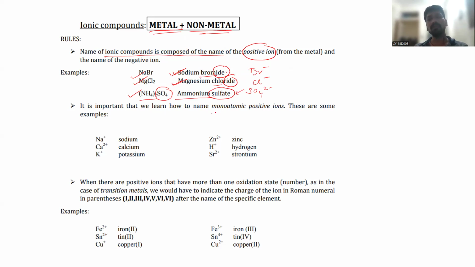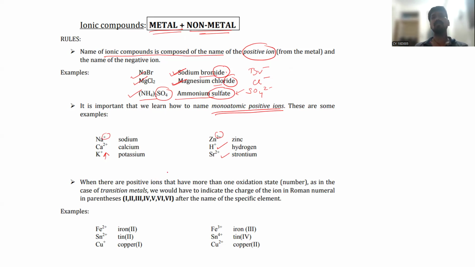Now, how are you going to write monoatomic positive ions in terms of elements? Sodium ion, we write sodium, where the plus sign we give as a superscript. Similarly, Ca2+, K+, where we can see the plus sign is given at the top. Zinc with 2 positive charge, we write Zn2+ with the superscript. Similarly, H+. Strontium ion is there, 2+, and hydrogen ion is there.